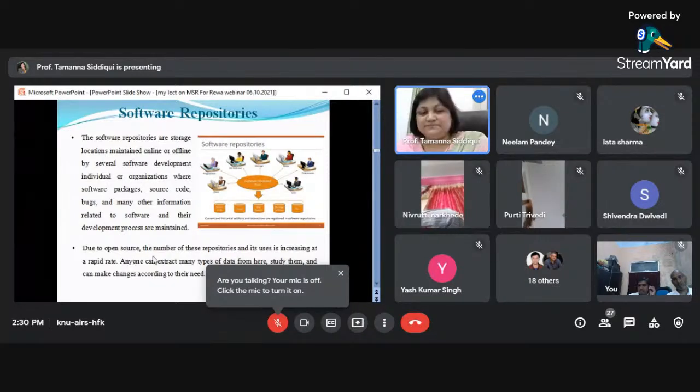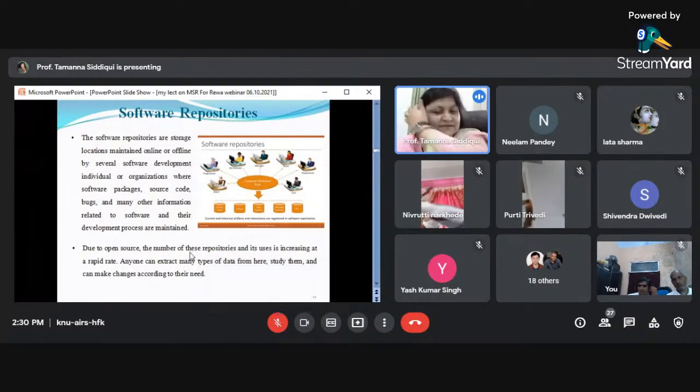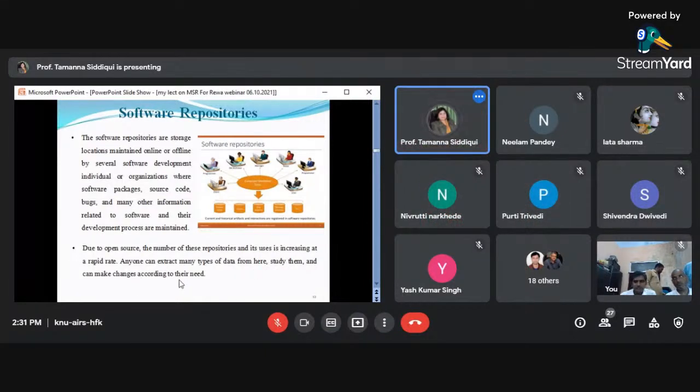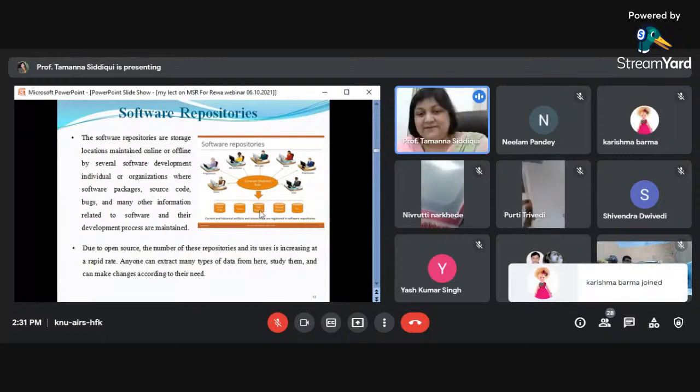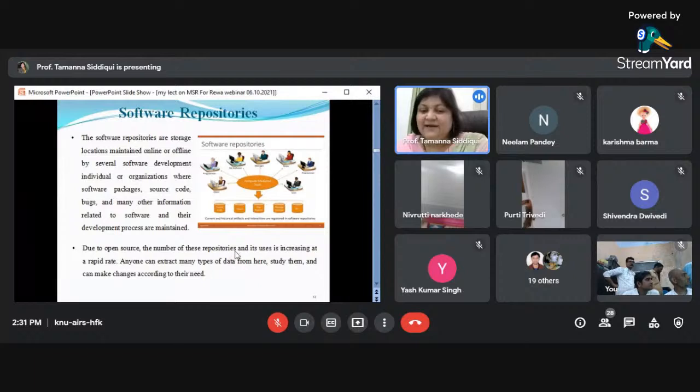Due to open source, the number of these repositories and their uses is increasing at a rapid rate. Anyone can extract many types of data from here, study them, and make changes according to their need. That means there is a huge scope of research here. Anybody can extract information, analyze that data, produce different results, and also store those results in the repository, so other researchers and other people will be able to use that information.